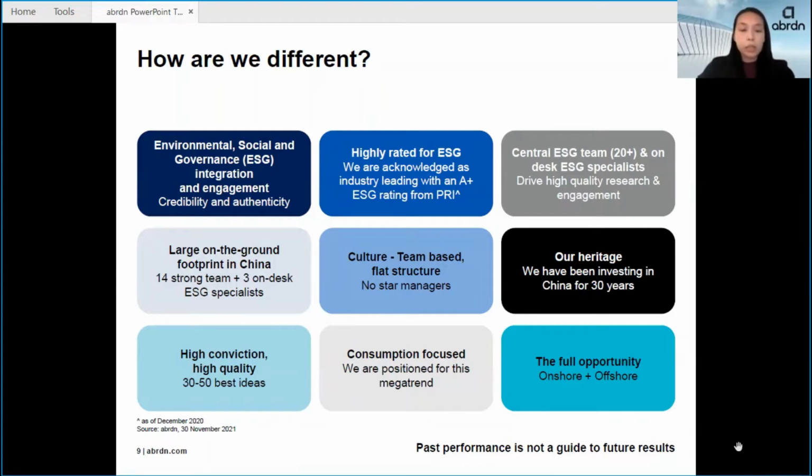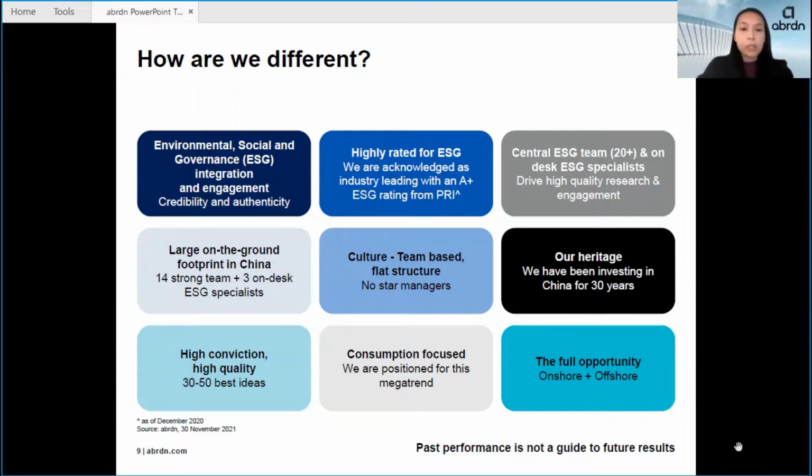So we have a central ESG team of over 20 members, as well as on-desk ESG specialists. So this really helps to drive high quality research and engagement with our companies. Next, we take pride in the large on-the-ground footprint that we have in China. We have a team of 14 members looking specifically at China with many years of expertise. The team members come from various different backgrounds, different generations, and we're helped by 3 on-desk ESG specialists.